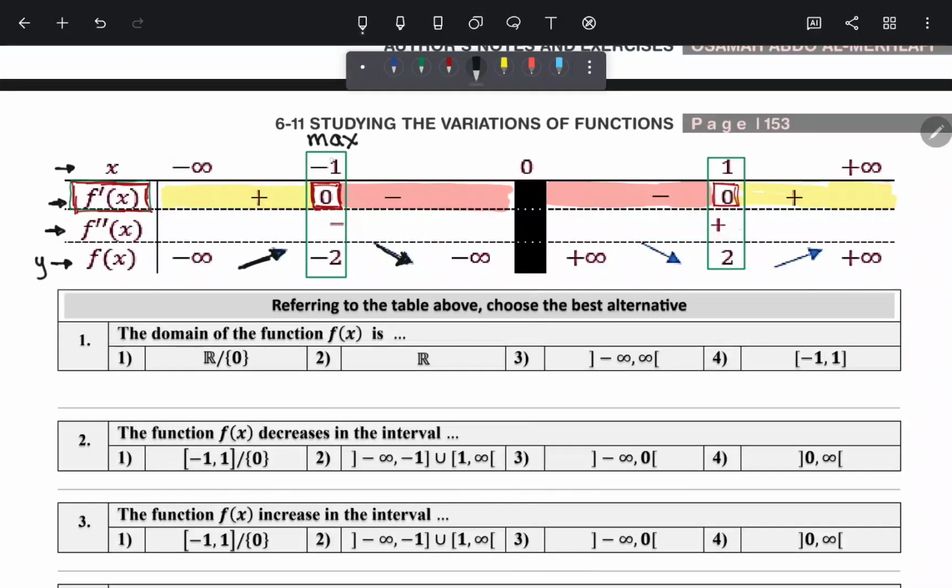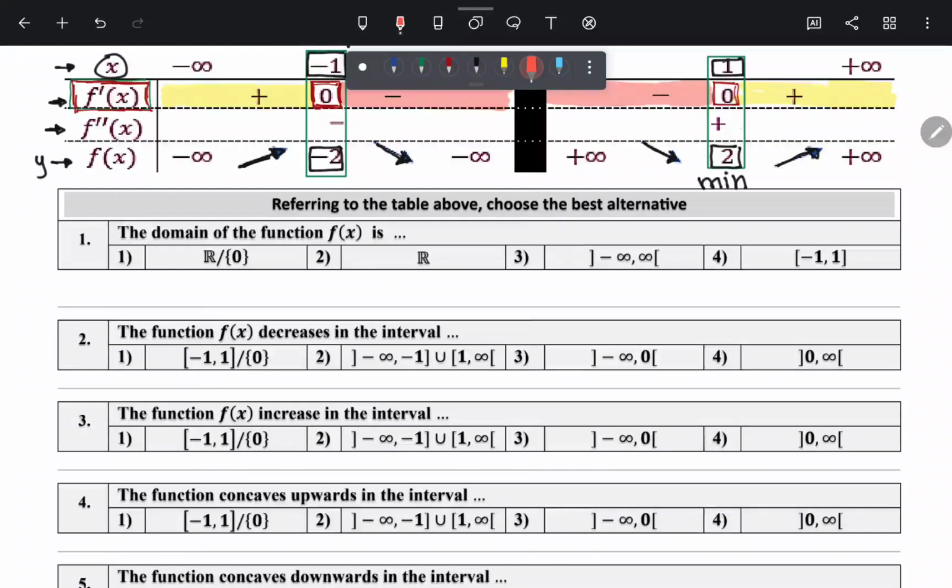Okay? Of course, this is the x coordinate of the maximum, x, and this one is the y coordinate. And this point is -1, -2, x, y. Here, the function goes down, minimum, and then it goes up, so this place is a minimum. The x coordinate is 1, while the y coordinate is 2. Okay? So let's check now the questions.